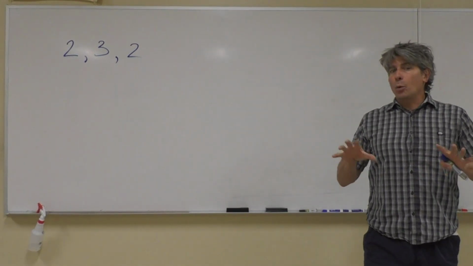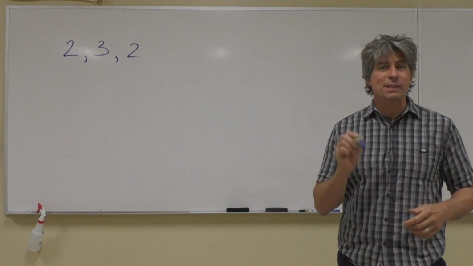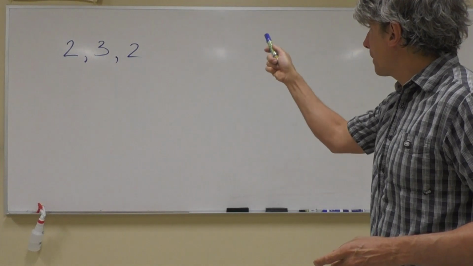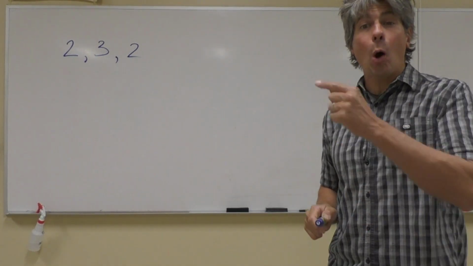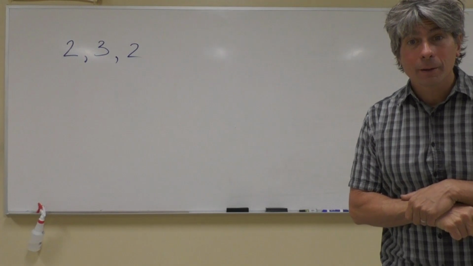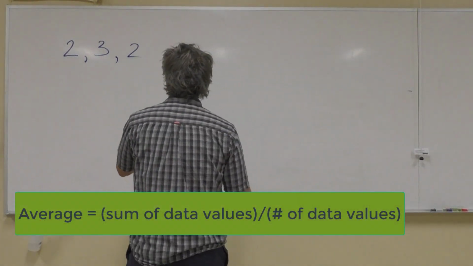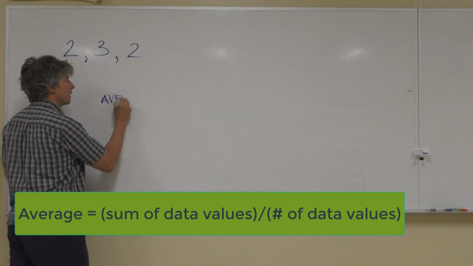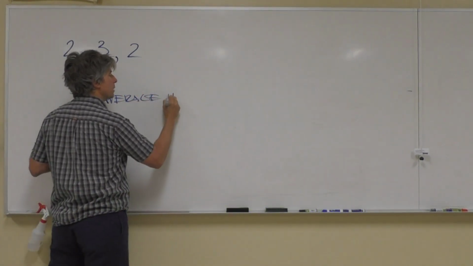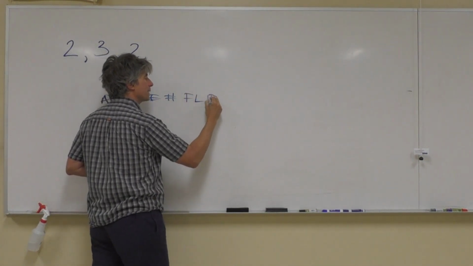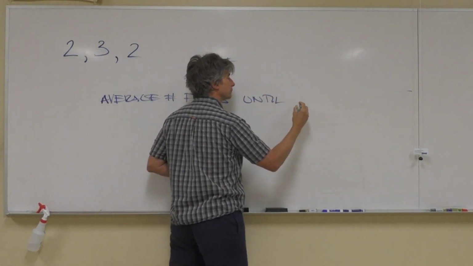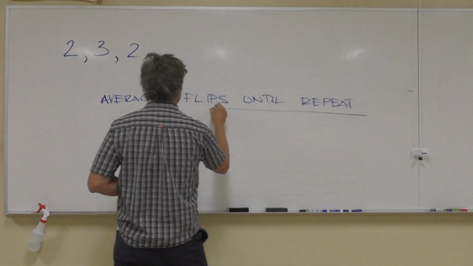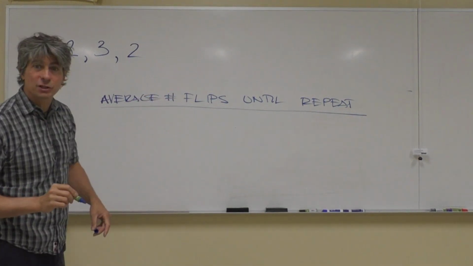The arithmetic mean, or the normal average that you're used to hearing about, is found by adding up all the values of the data and then dividing by how many data values there are. So in this case, if we were interested in, I'll put this down here, the average number of flips until we got a repeat, let's define that to be our statistic. We are interested in the average number of flips until we get a repeat.